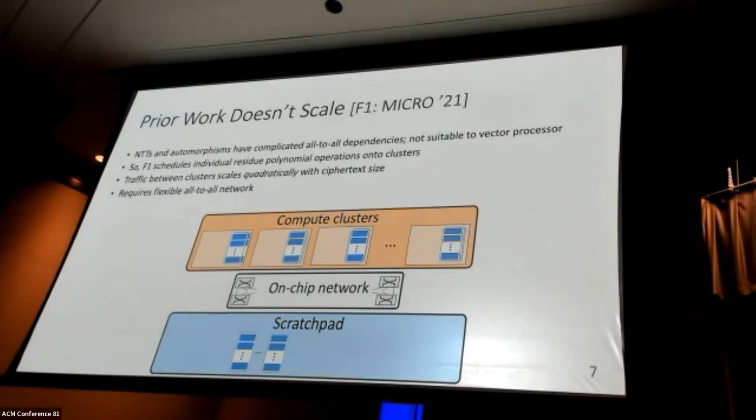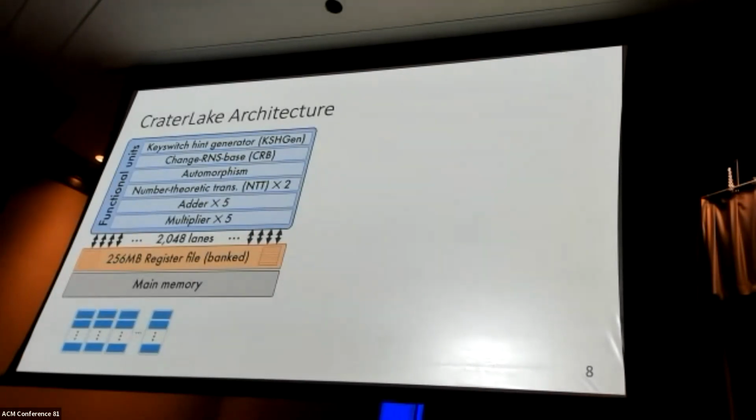On top of this, F1 implements a flexible all-to-all network that eases scheduling, but comes at a high area and power cost. And despite the flexible network, scheduling for F1 is still a complicated problem and actually leads to poor utilization in practice. Okay, so what does CraterLake do differently?